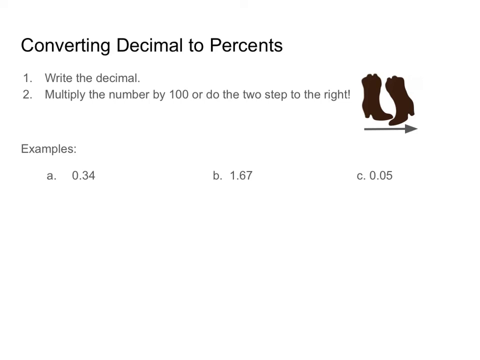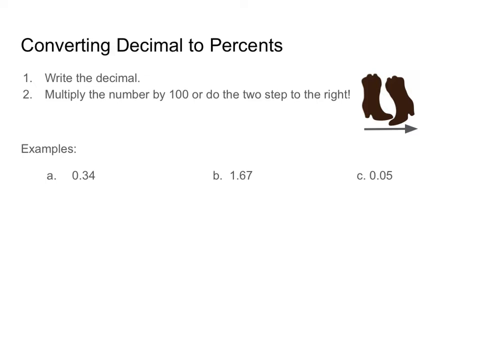So in this slide, we're going to be converting decimals to percent. So when we're converting decimals to percent, we write the decimal, then multiply the number by 100, which is the same thing as doing the 2 steps to the right. So whenever you're converting decimal to percent, it's 2 steps to the right. So we have an example.